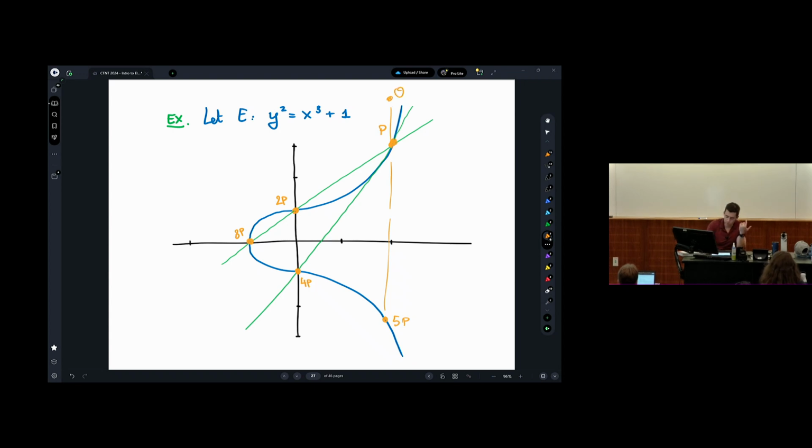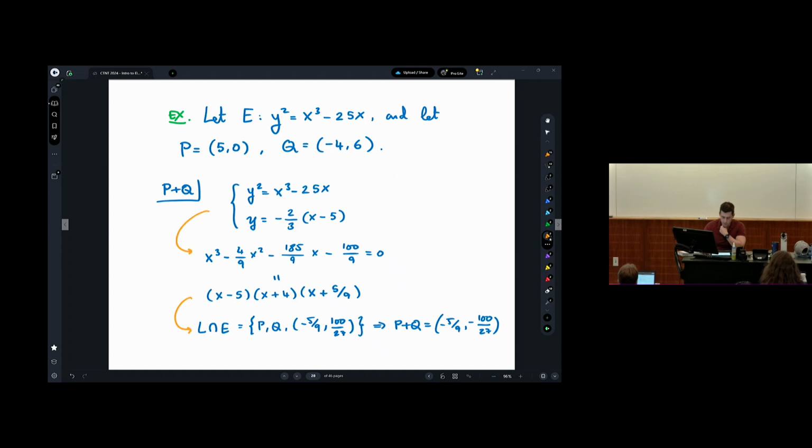So it will go through O, and therefore 6P is O. So 6P is 0. So P is a point of order 6. So it's a torsion point. You can do this manually, so you don't have to just do it by drawings.